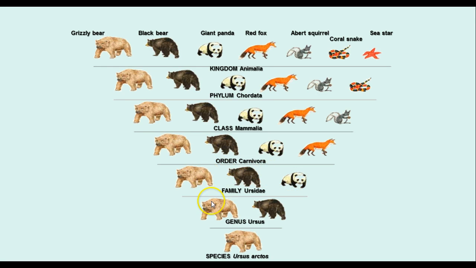All right, then we come down to the next level. That's the genus. It's even more specific than the family. The black bear and the grizzly bear both belong to genus Ursus. The panda bear belongs to a different genus. And then finally, down to the specific species, we have Ursus arctos, which is the grizzly bear. So we've gone all the way from a kingdom through the phylum, class, order, family, genus, and all the way down to the species to name this organism.